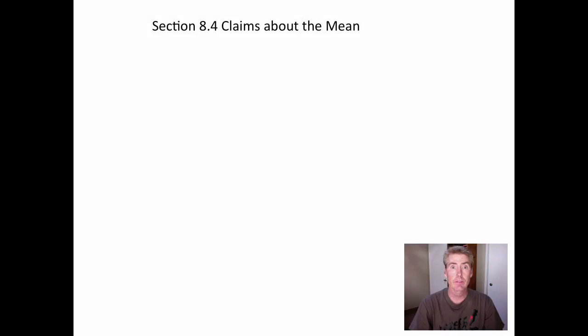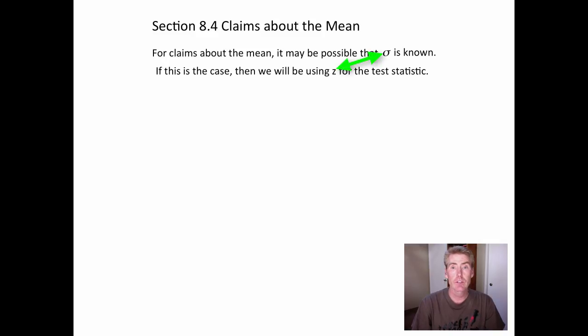Well, I'm back. Now we're going to test claims about the mean. In this section, you're going to see that there isn't really much to lecture about, because now that we have hypothesis testing down, it's just a matter of doing more examples. There is one special case when you're testing a claim about the mean: sigma is known. In other words, you know the standard deviation for the whole population. In that case, you're allowed to use z for the test statistic.